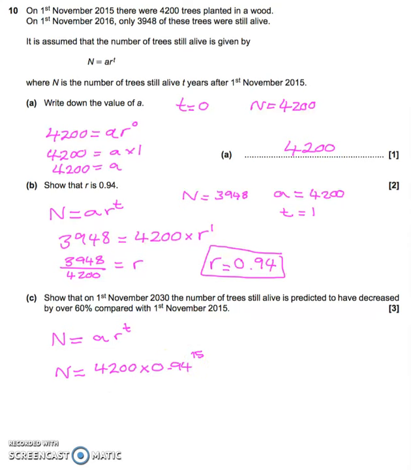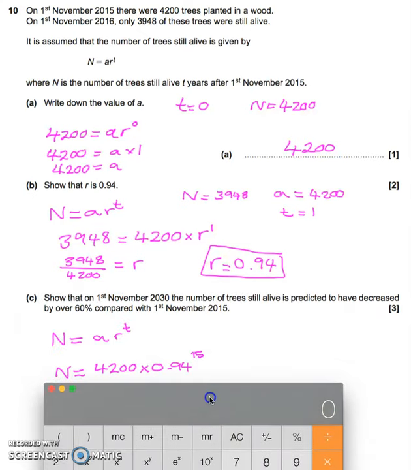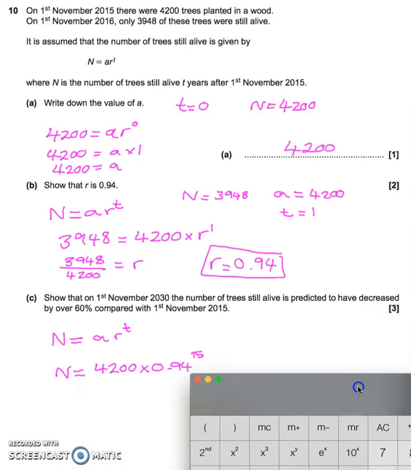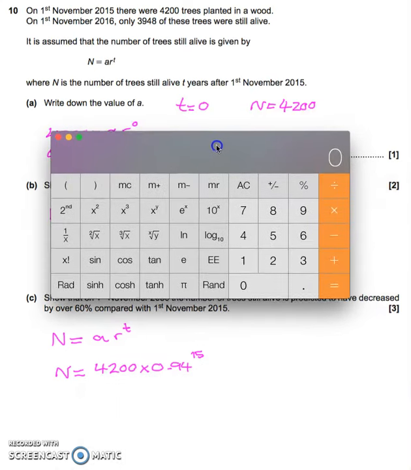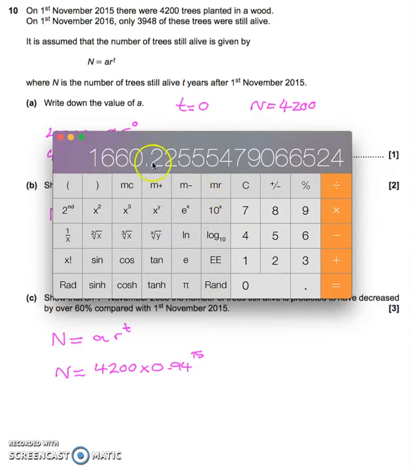So you get your calculator and you type that into your calculator exactly as it looks. You've got your scientific calculator, you can type it in. This one's a bit more awkward, but let's find out if it works. So 4,200 multiplied by 0.94 to the power of 15 equals, and I've got an answer for the number of trees, 1,660 point, and I'm going to round it, and you shouldn't round it at this stage, but I'm going to have to, because I'm not writing all those numbers down.